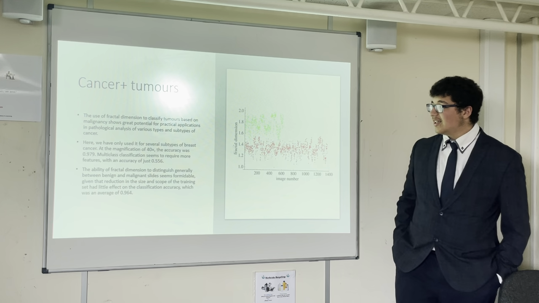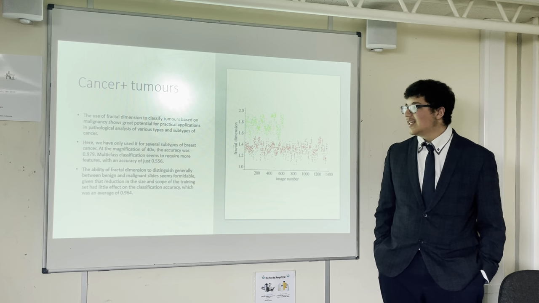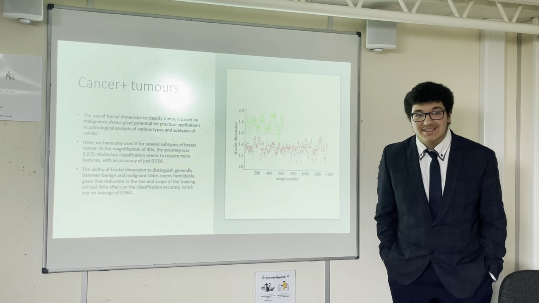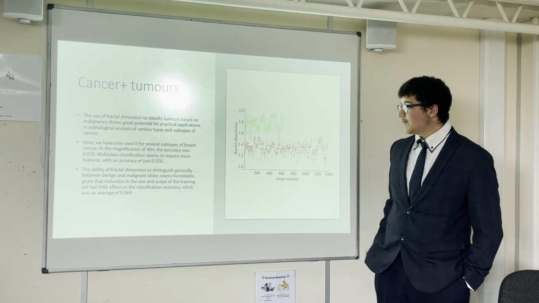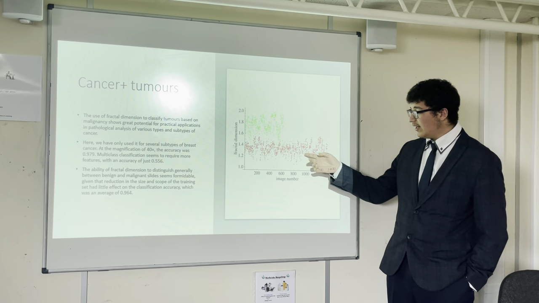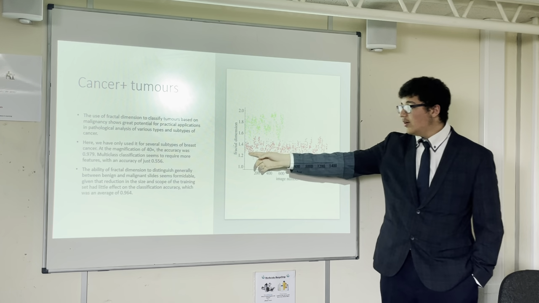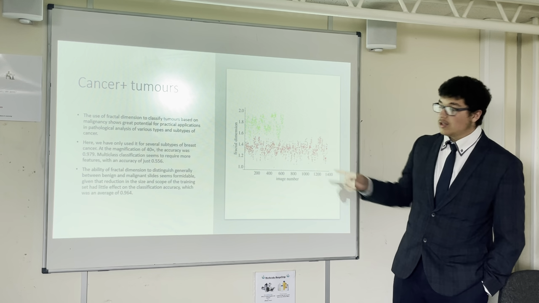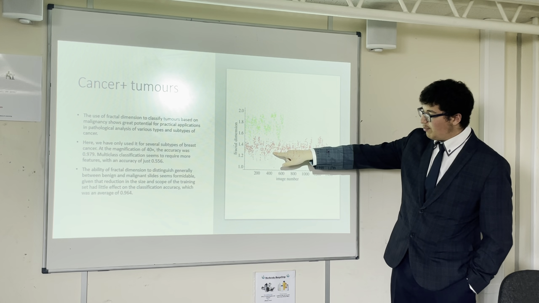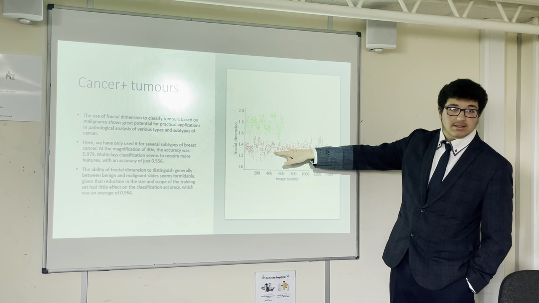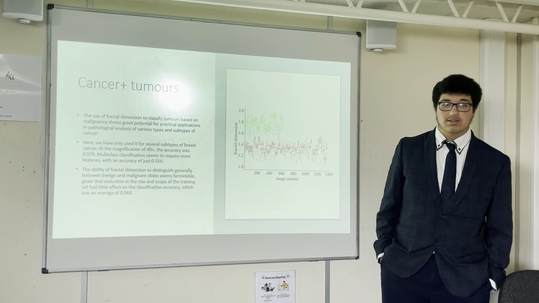So now we have cancer and tumours. The use of fractal dimension to classify tumours based on malignancy shows great potential, so we can find out whether a tumour is malignant or benign. Here we have a graph. We can find that the red dots are malignant and the green dots are benign. So a malignant tumour would have a lower fractal dimension than a benign one. So as you can see here, a benign one could be classified as malignant. However, it's incredibly unlikely. So, under a magnification of 4 times, yes.